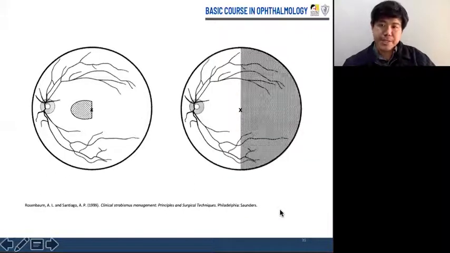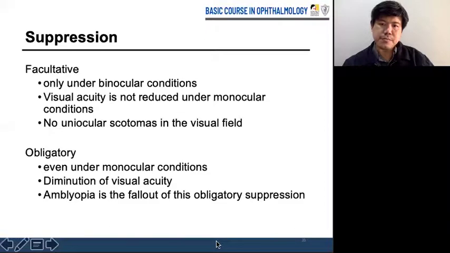There are different forms of suppression. It can be central or it can be hemiretinal. It can also be facultative or obligatory. Facultative suppression is only under binocular conditions with no persisting hangover under monocular conditions. So the visual acuity is not reduced under monocular conditions, and there are no uniocular scotomas in the visual field. Obligatory, on the other hand, is the effect which carries on even under monocular conditions. This results in the diminution of the visual acuity, and amblyopia is the fallout of this obligatory suppression.